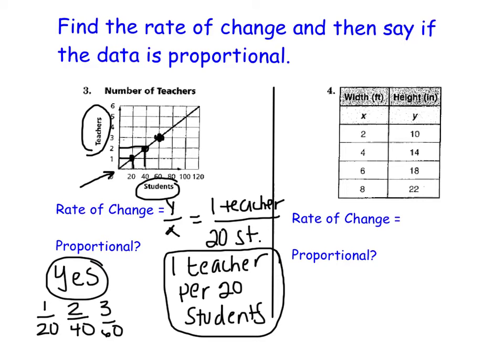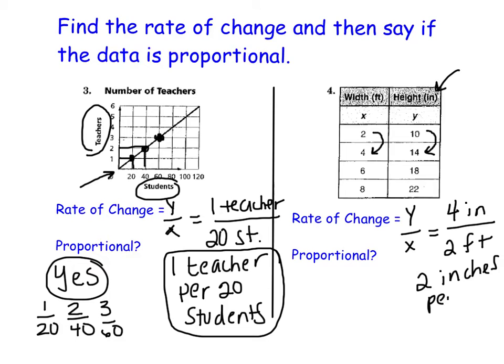One more example together. In the chart here, we have width in feet and height in inches. To find the rate of change, we're going to look at the y column and then the x column. In the y column, going from 10 to 14, that would be an increase of 4 inches. I get the inches by looking at the top of the column. In the x column, our increase is from 2 to 4, so that would be an increase of 2 feet. So therefore, when we do 4 divided by 2, we get 2, and then we would say the rate of change is 2 inches per foot.